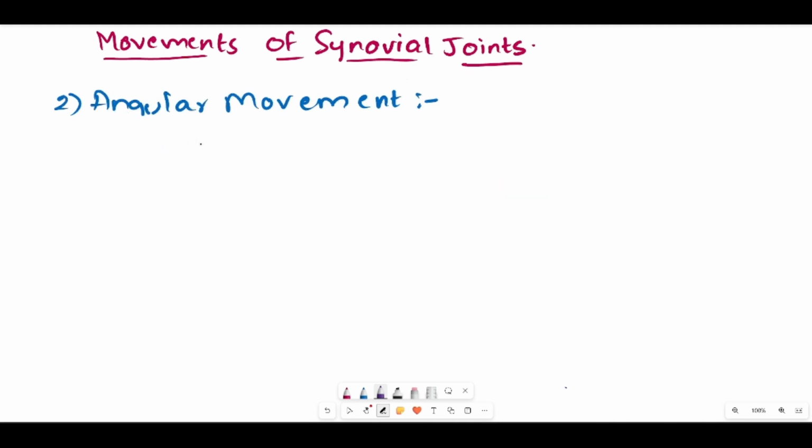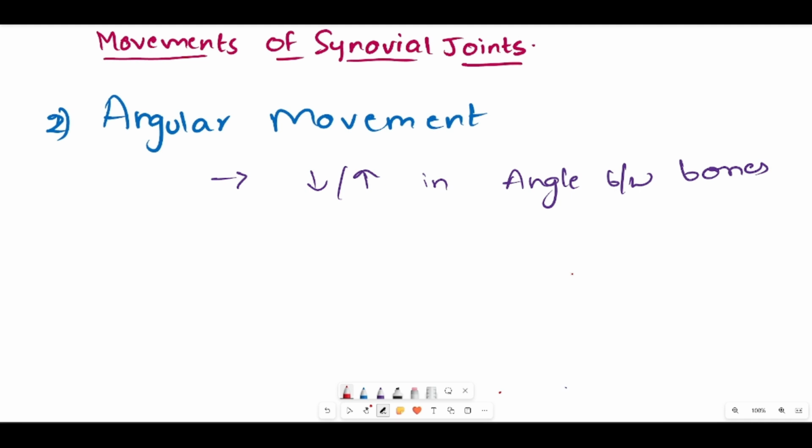The second movement is called the angular movement. Here the name itself says that an angle is present. That means there will be an increase or decrease in the angle present between the bones. And this is further divided into different movements. Now let's see what the different types of movements under this are.